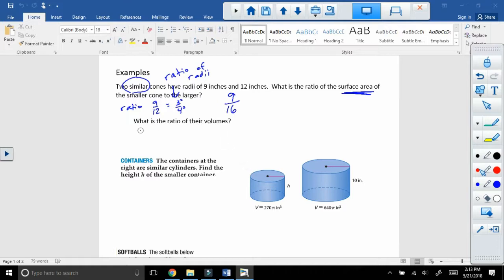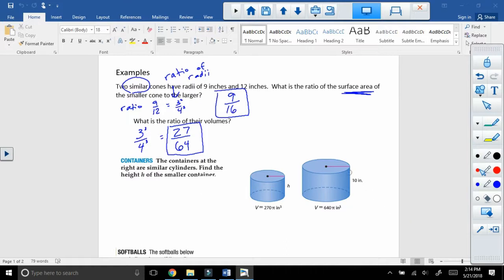And then the ratio of the volumes, you would have 3 cubed to 4 cubed. So 3 cubed is 27, and 4 times 4 times 4 is 64. So this would be the answer to surface area ratio, and this 27 to 64 is the ratio of their volumes. You can also use this to answer different questions about it.